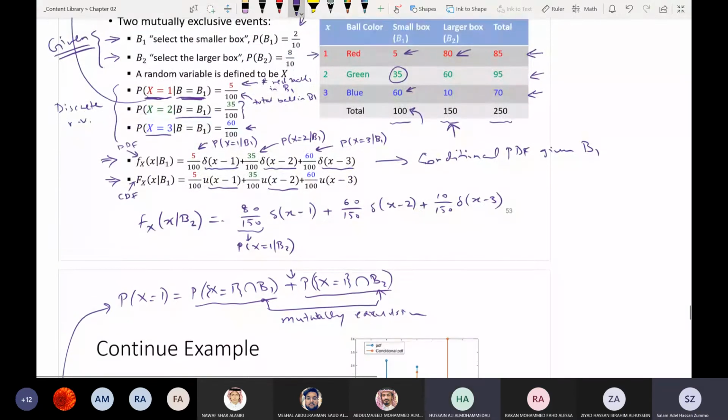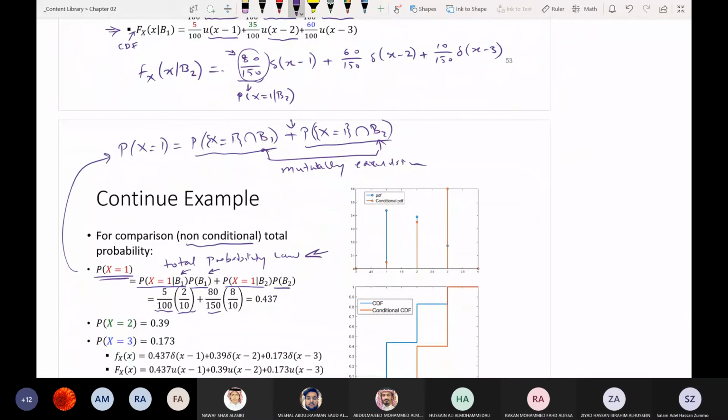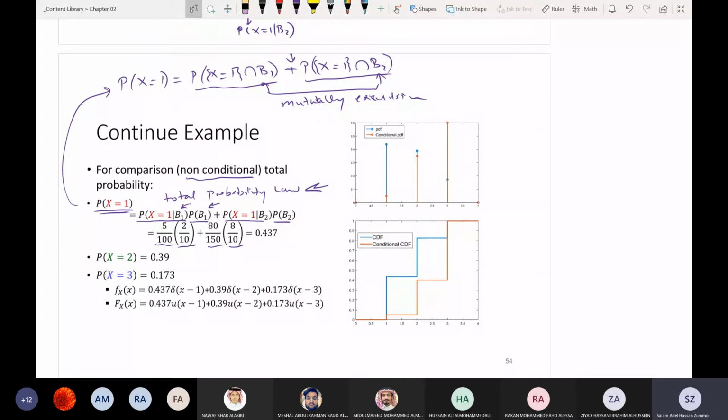Given b2, what is the probability of x equal 1? It's this one, right? 80 over 150, multiplied by the probability of selecting box 2, which is b2, and this is given in the question. Excellent. So multiplying and adding gives you 0.437.